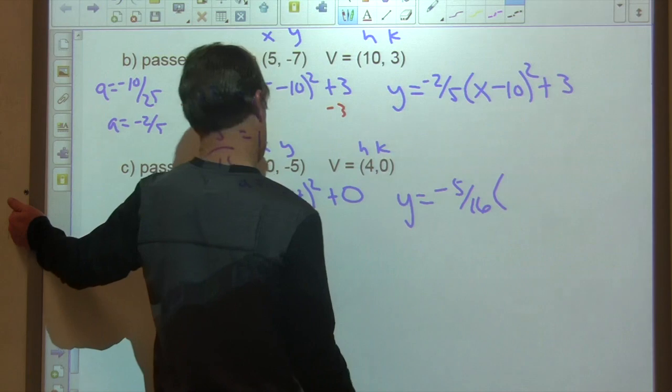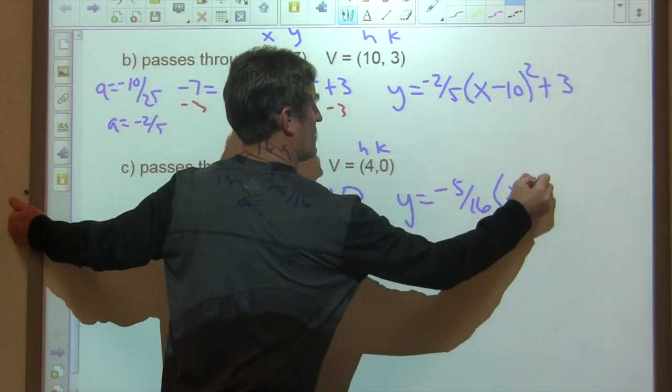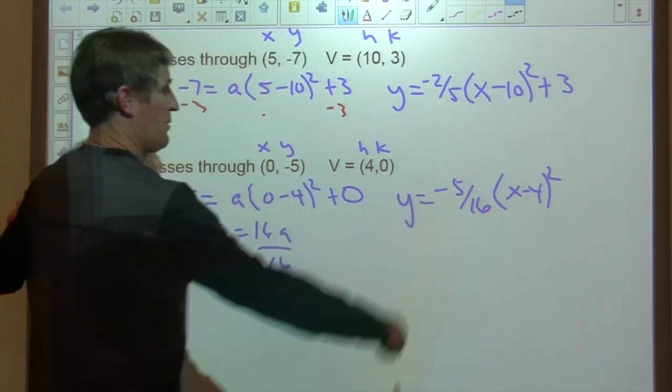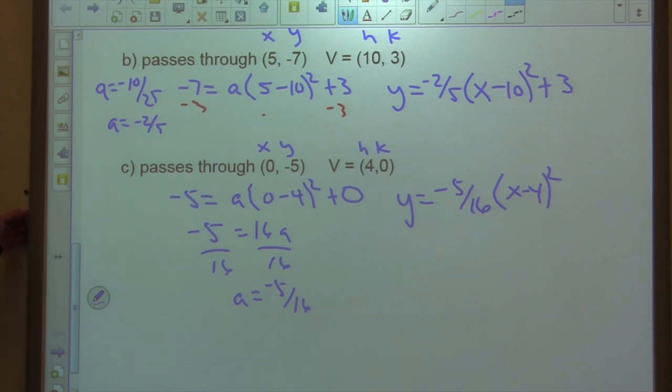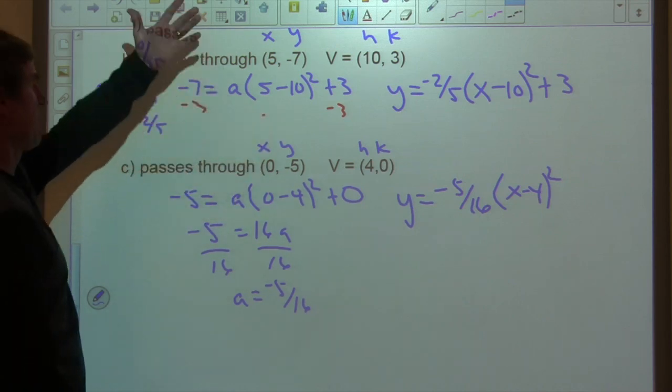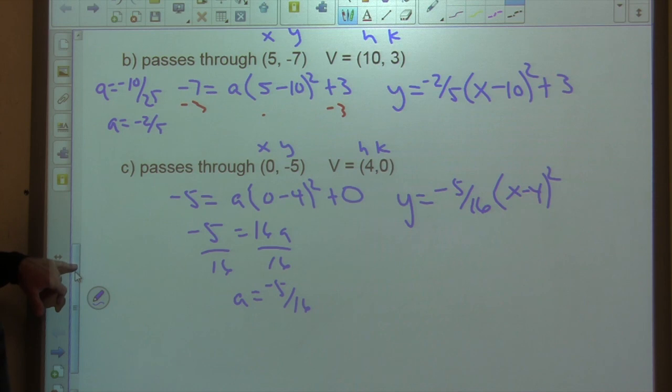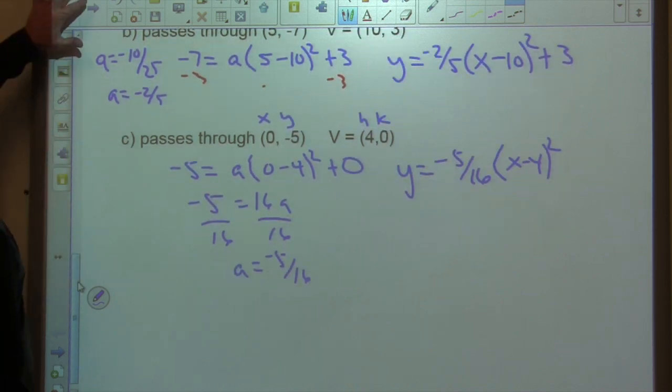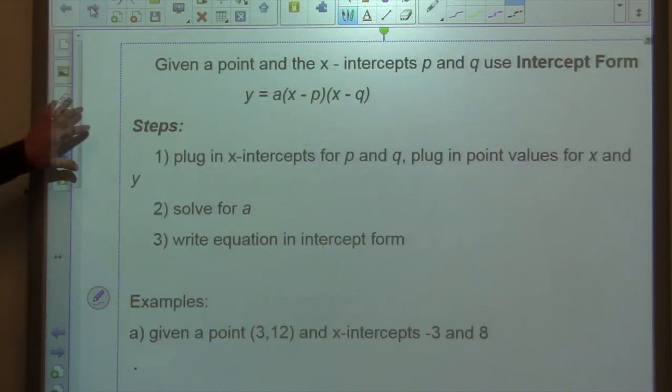And then x minus 4 squared, and our k was 0, so we're done. So pretty easy. Label it, plug them into the equation, and solve for a. So that's the first type we're going to do.